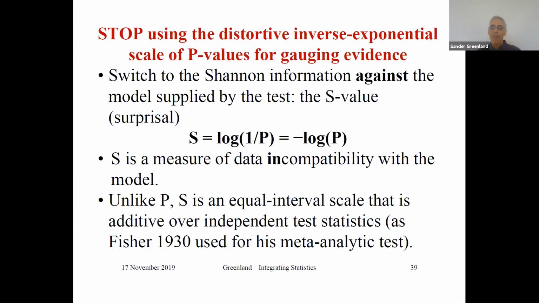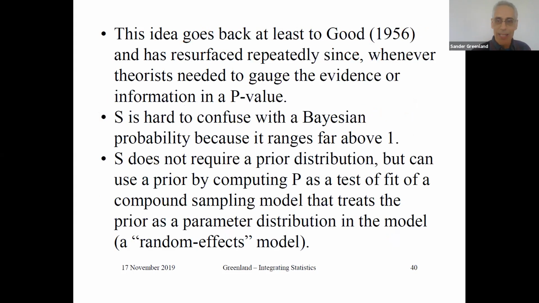Stop using the distortive inverse exponential scale of p-values for gauging evidence. Switch to the Shannon information against the model supplied by the test, the surprisal, or S-value. That is a simple transform, minus log p. It even cropped up in the last talk. It's a measure of data incompatibility with the model. It's an equal interval scale that's additive over independent test statistics, as Fisher used ages ago. This idea goes way back and has appeared many times since.